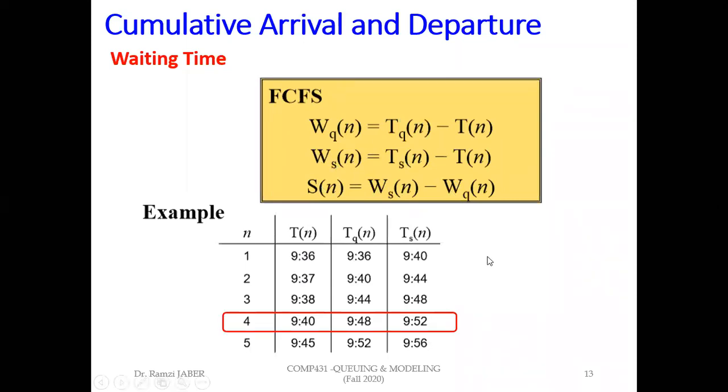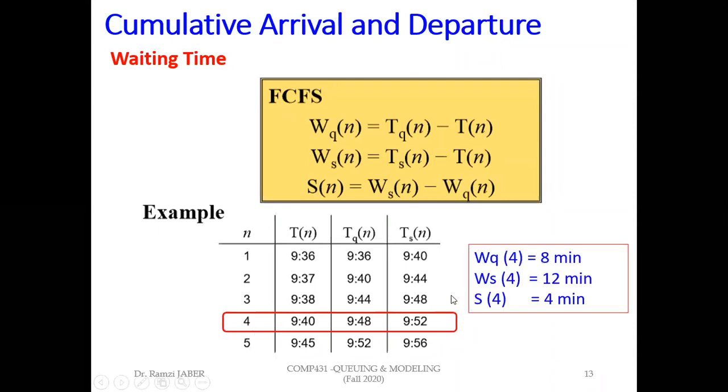So for example, if we take customer four, we have Wq for four equal to Tq minus Tn, which will be 8 minutes. Ws, Ts minus Tn, will be 12 minutes. So S4, the service time, will be the difference, 12 minus 8. Okay, so from this we can conclude the waiting time from the equation, not from the graph. Before, we made it as a graphical solution, now we make it as an equation solution. We have two methods. Okay, any questions for this slide?